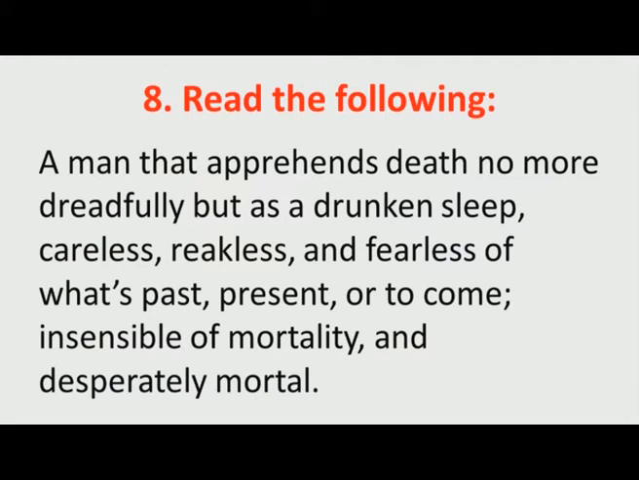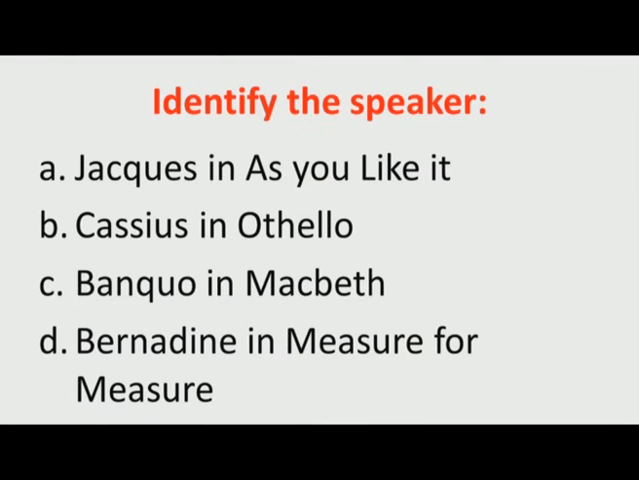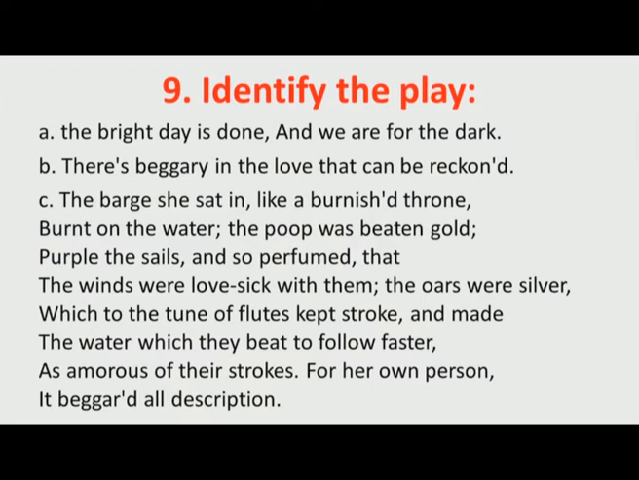Next, read the following. A man that apprehends death no more dreadfully but as a drunken sleep, careless, reckless, and fearless of what is past, present, or to come, insensible of mortality and desperately mortal. Your question is, identify the speaker. Jacques in As You Like It, Cassius in Othello, Banquo in Macbeth, Bernardine in Measure for Measure. Next question, identify the play. All quotes are from the same play.